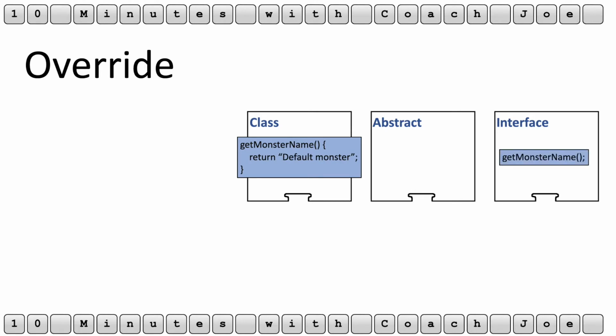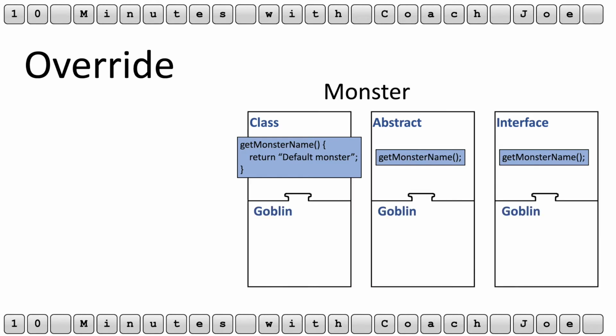The interface is an abstract method with no code block. The abstract class could be either. Let's use another abstract method. Let's call this parent class a monster. There can be another class that extends or implements the class. Call this child class a goblin.